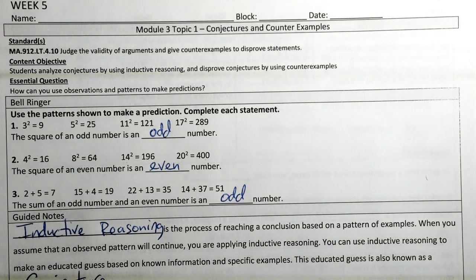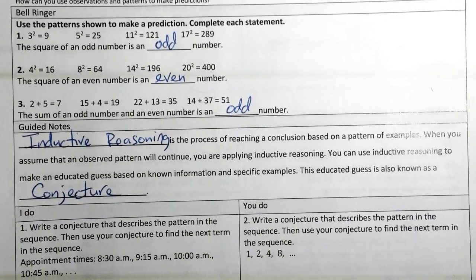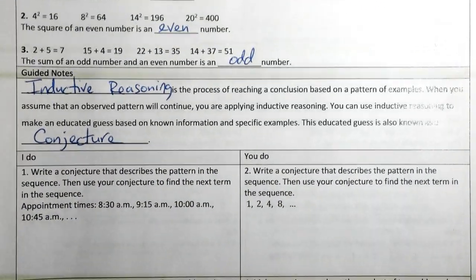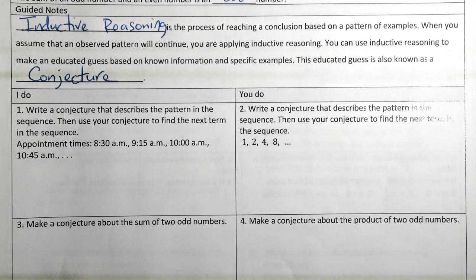Alright, guided notes. Inductive reasoning is the process of reaching a conclusion based on a pattern of examples. When you assume that an observed pattern will continue, you're applying inductive reasoning. You can use inductive reasoning to make an educated guess based on known information and specific examples. This educated guess is also known as a conjecture.